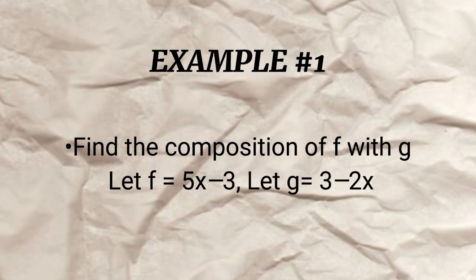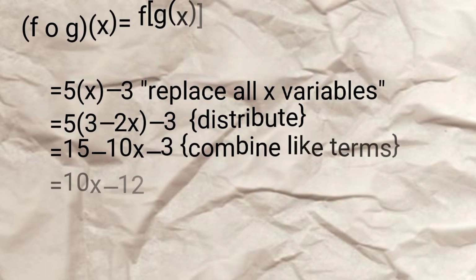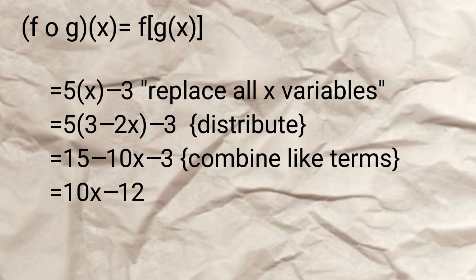Let f be 5x minus 3. Let g be 3 minus 2x. The dependent function is f, as you can observe from the written equation. That means we will substitute all the x variables found in function f. It will now be written as 5 open parenthesis 3 minus 2x close parenthesis minus 3. Again, always enclose the substituted x variable in parentheses.